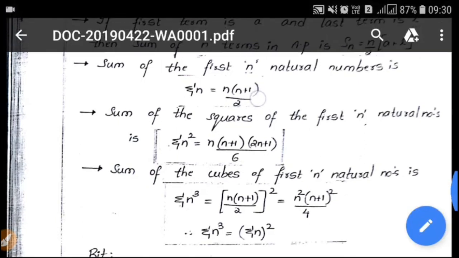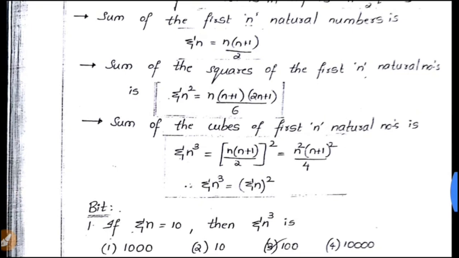Sum of the cubes of the first n natural numbers means 1 cube plus 2 cube plus 3 cube plus 4 cube and so on, because these are all sequences. So, they may ask this one also. That's what I am giving. So, sigma n cube is equal to n into n plus 1 by 2 whole square, means n square into n plus 1 whole square by 4. This formula we have already seen here. So, we can write sigma n cube is equal to sigma n whole square.